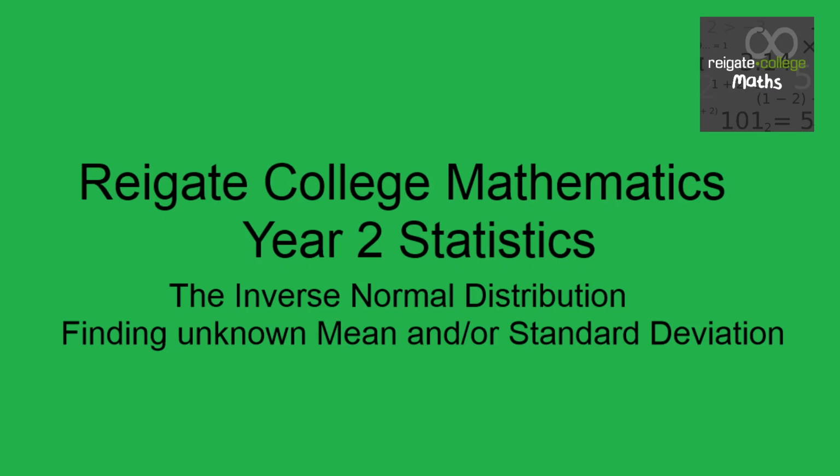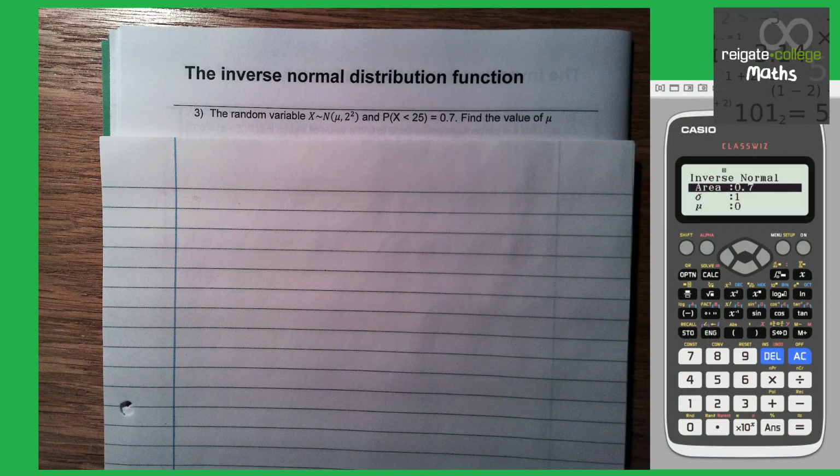So welcome to Reigate College Year 2 Statistics. This is the second video on the inverse normal distribution, and this time we're going to look at finding an unknown mean or an unknown standard deviation, or both unknown. So let's have a look at the first question that we're going to go through to demonstrate this.